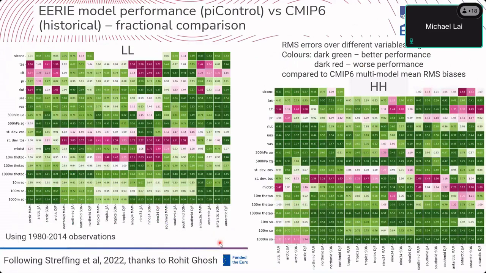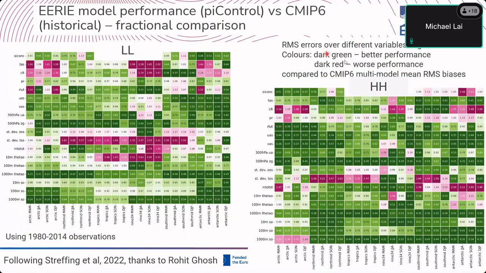So you may have seen this before, thanks to Rohit for giving me this code. It's following the Streffing et al. paper. This is trying to give you a very broad overview of metrics. Probably it's a little bit small, but on the y-axis is a bunch of different metrics: sea ice concentration, surface air temperature, cloud, precip, and so on. The top ones are more like sea ice and atmosphere, and the bottom ones are ocean related. And then along the bottom are a bunch of regions and seasons. So again, a bunch of different aspects.